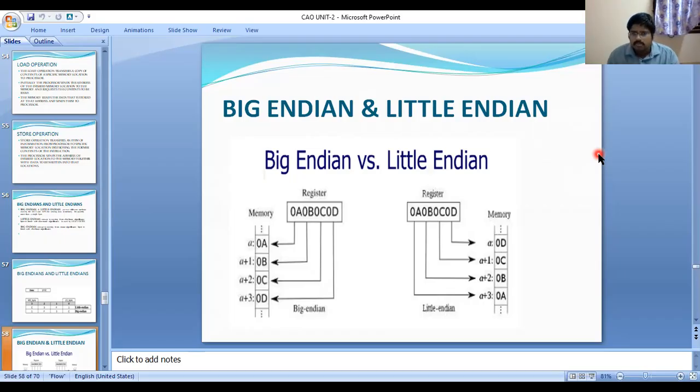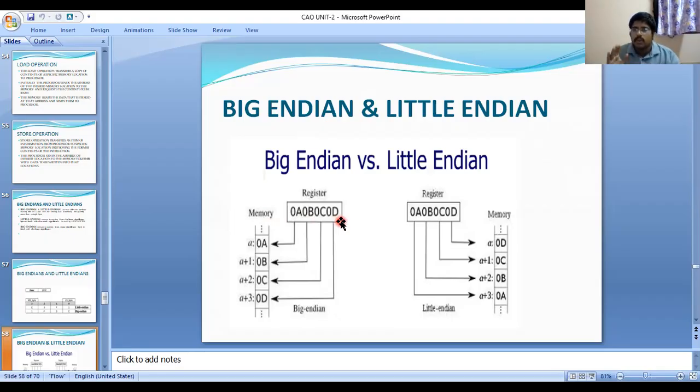Now here also, these numbers, whatever those are coming, 0A, 0B, 0C, 0D, these all are in hexadecimal. As they are in hexadecimal, you can get A, B, C, D like that. A means 10, B means 11, C means 12, D means 13. I think you all are familiar with it. Okay, now we are coming to our concept.